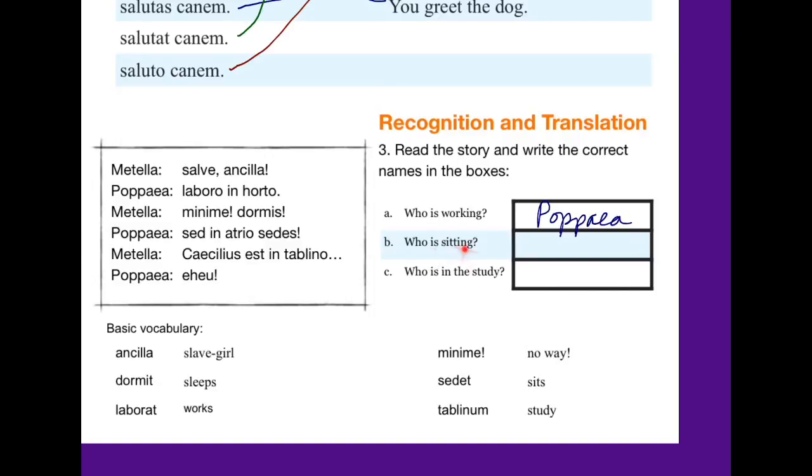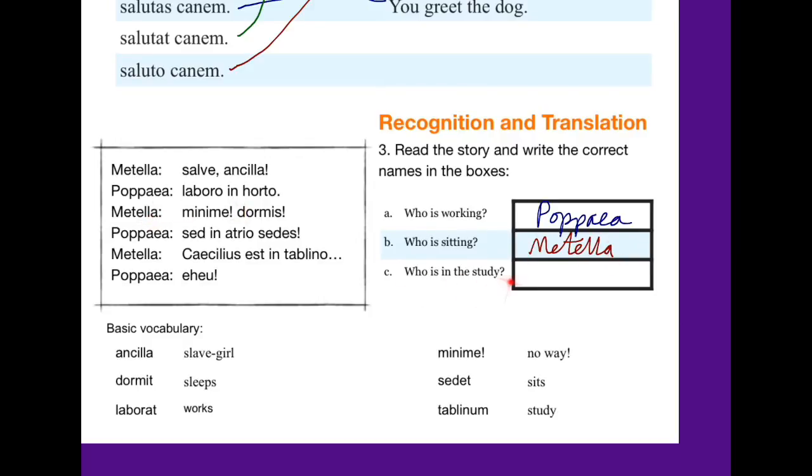Right, who's sitting? Now sitting is sedet. Here's the word in the story. Popeye is talking again this time, but she's saying, but, an S on the end means you, doesn't it? So, but you are sitting in the hall. Who's she talking to? Metella. So the you there must be Metella. So she's saying Metella is sitting. Again, if she's telling the truth, you are sitting in the hall. She's talking to Metella, so Metella goes over here.